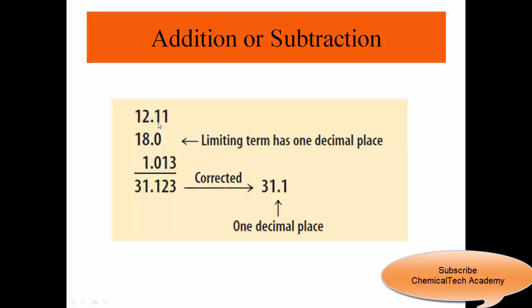The first number has two digits after the decimal point. The second number has only one digit after the decimal point. And the last one has three digits after the decimal point. If you do the calculation, you get 31.123. But here, this is the limiting term, with one decimal place, because it has the lowest number of digits after the decimal point. So our answer must be 31.1, with only one digit after the decimal point.